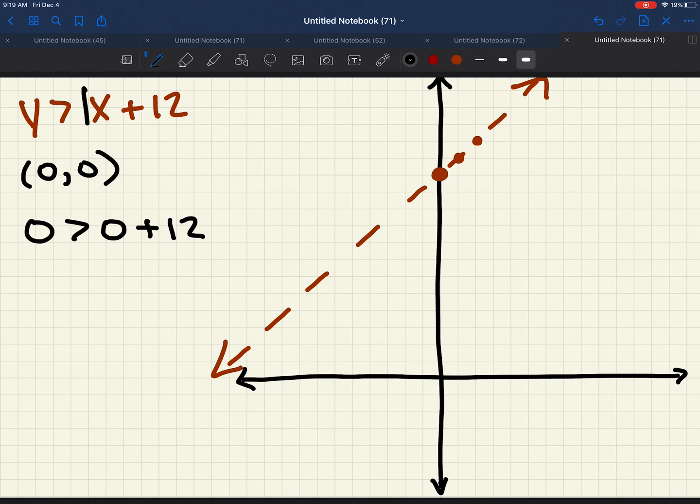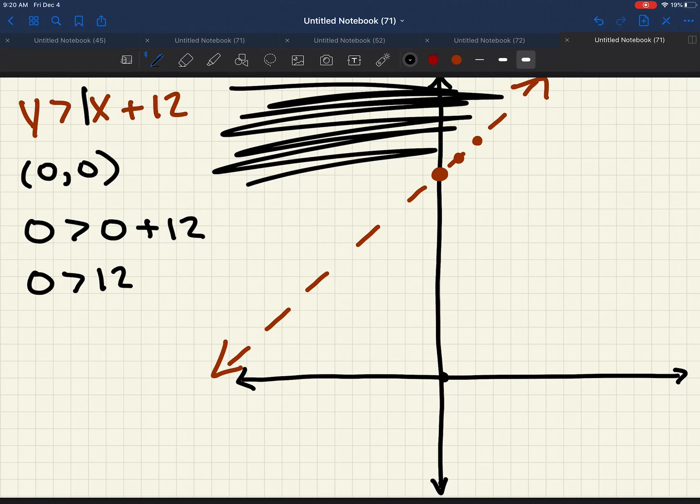Okay, that would give me 0 is greater than 0 plus 12. What is 0 plus 12? Is 0 greater than 12? No. So my test point here was false. That means I'm not going to shade where I tested the point. I shade on the other side.